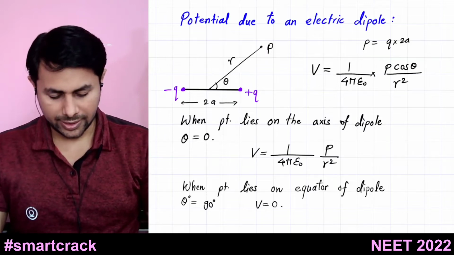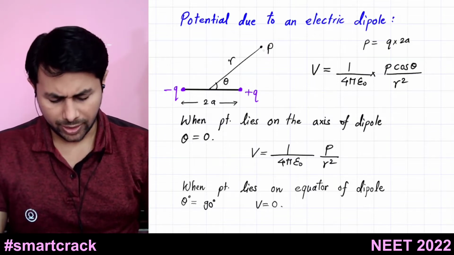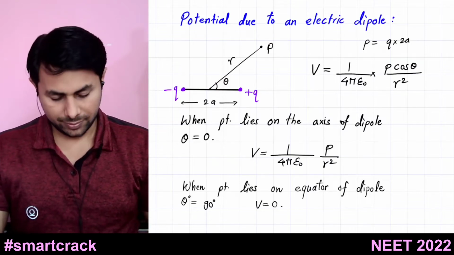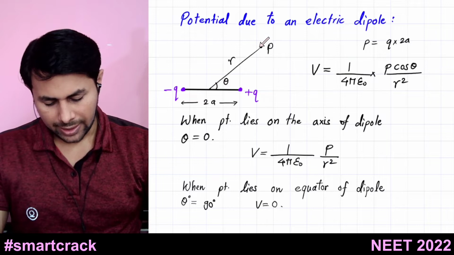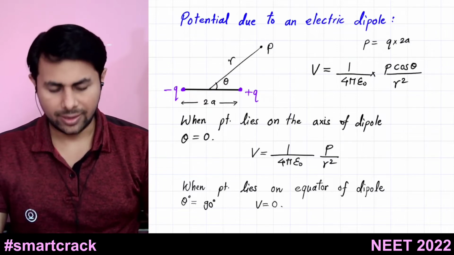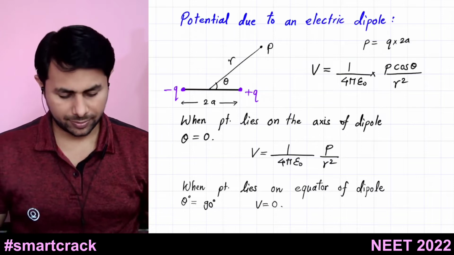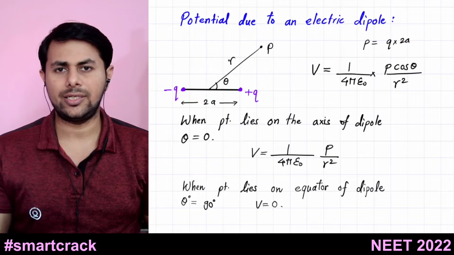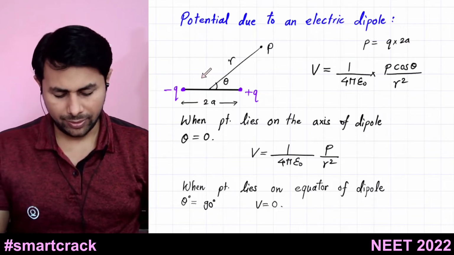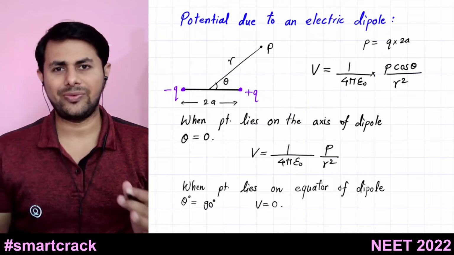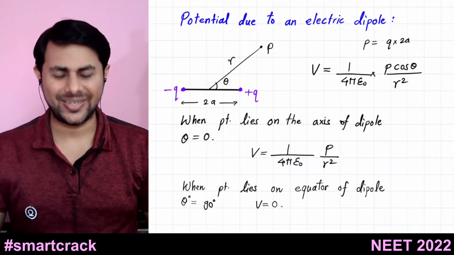Okay, so what is the significance of this point? This point is at some distance r away from the center of the dipole, and if you draw a line joining the center of the dipole with this point, it makes an angle theta with the axis of the dipole. Okay, so p equals q times 2a is the electric dipole moment of the dipole. We have studied this in the last chapter also, and we have studied it well in our 12th standard.